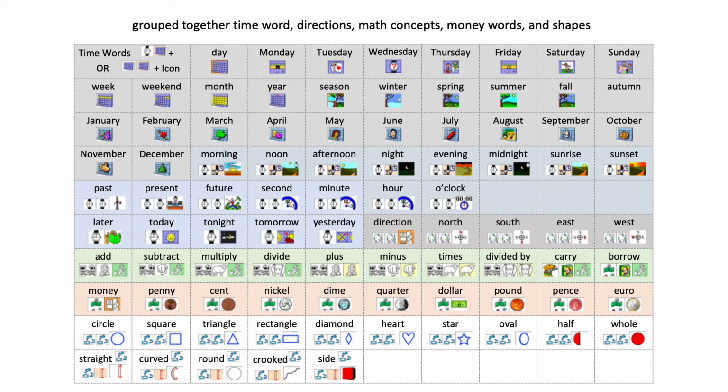Finally, page 15, the last page, separates out time words, directions, math concepts, money words, and shapes. There was a great deal of debate with teachers about this, but the overall consensus was that separating these words out on the wall chart from the grammatical groups helped them when doing classroom lessons.